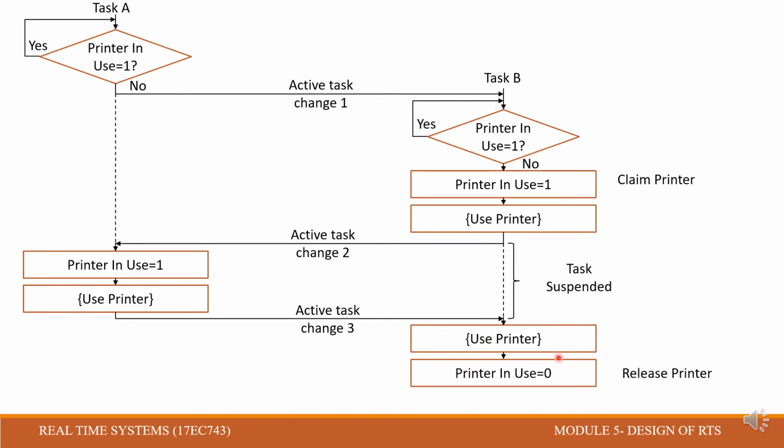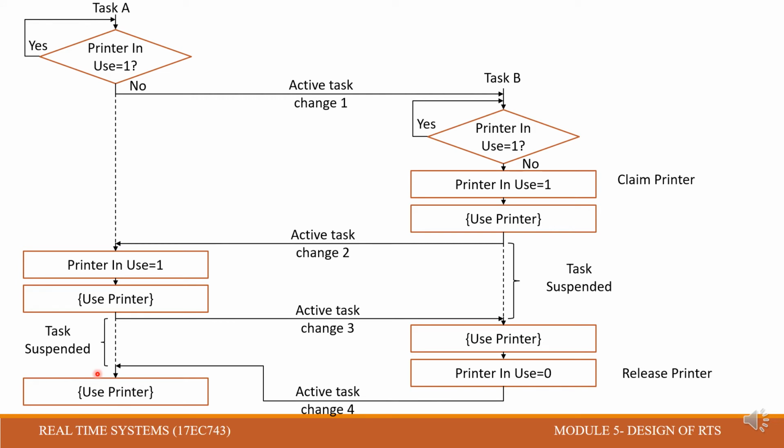After all the instructions are completed for task B, the printer in use will become 0. It means that it is now available for any other task. It says release printer. So now task B operations are completed, but here it is still 1, which means that some more instructions have to be executed. While task B was executing, this was in suspended state. So here it says again use the printer because some more instructions were left out. After all the execution, it says printer in use is equal to 0, so then it releases the printer.